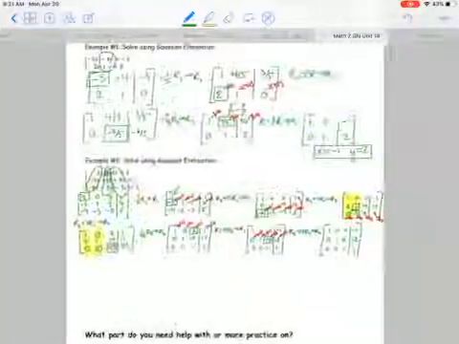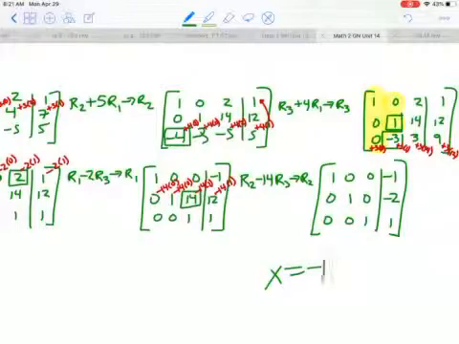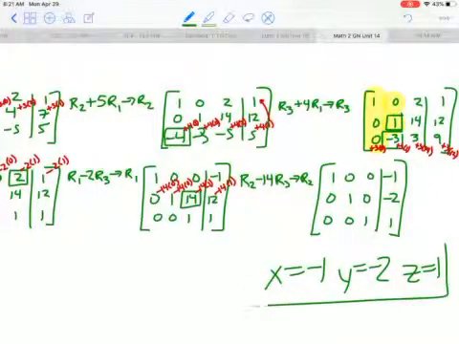So our answers here, all the way from the beginning, we wanted x, y, and z. X is negative 1, y is negative 2, z is 1. And that's your answers.